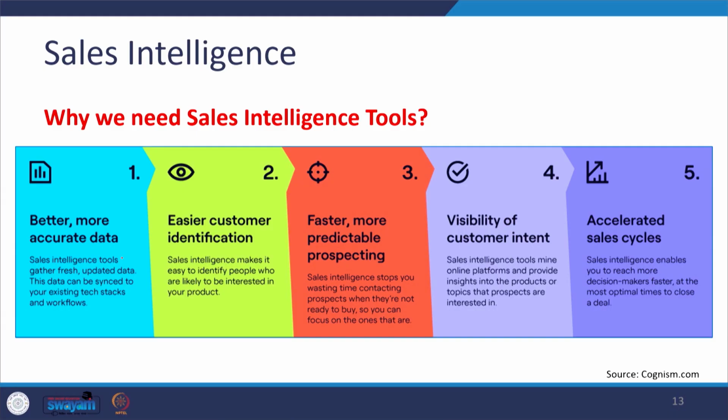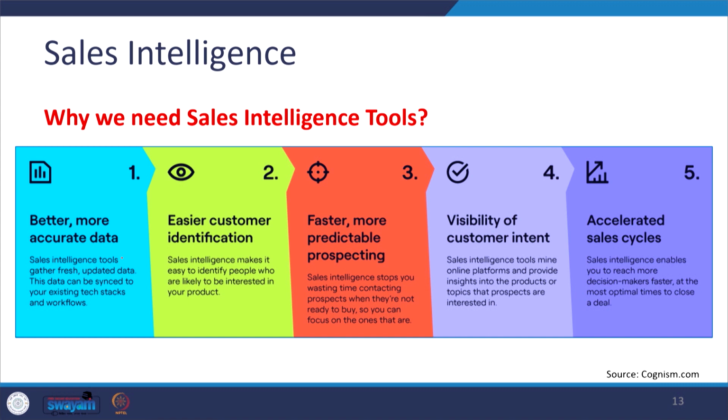Faster, more predictable prospecting is another benefit that we can get from sales intelligence tools, because sales intelligence stops you from wasting time contacting prospects which are not good for your business. So, you can focus more on the ones that actually matter for your business. The fourth benefit is visibility of customer intent, right. Sales intelligence tools mine online platforms and provide insight into the products or topics that prospects are interested in.